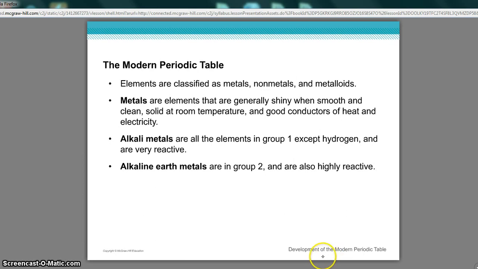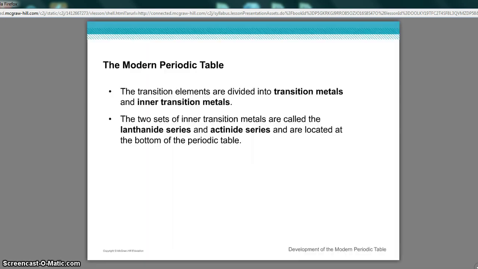And then again, to go over what we probably, hopefully already know, elements are classified as metals, nonmetals, and metalloids. And remember, those metalloids are right along that stair step. Group 1 are the alkali metals, except for hydrogen. Group 2 are the alkaline earth metals. The transition metals are in the middle. The inner transition metals are the ones down at the bottom, and those are divided up into the lanthanide series and the actinide series.